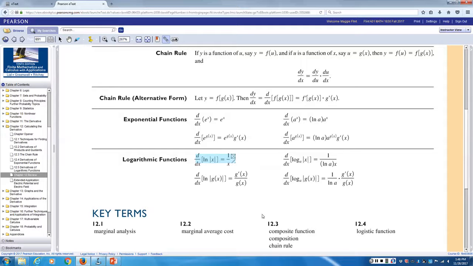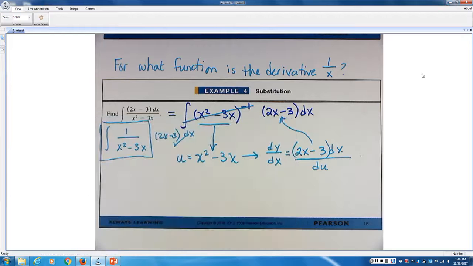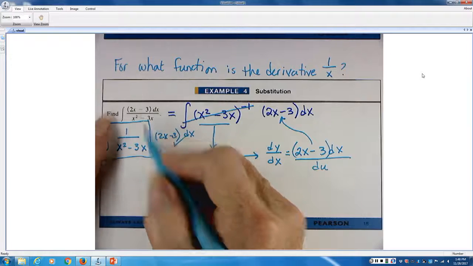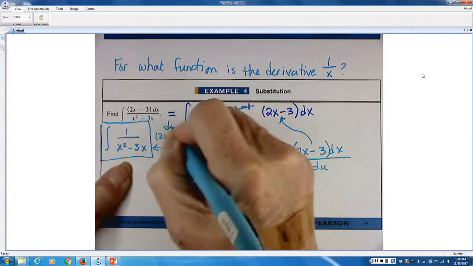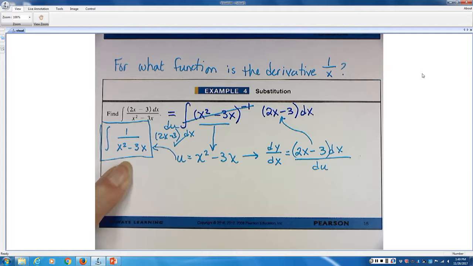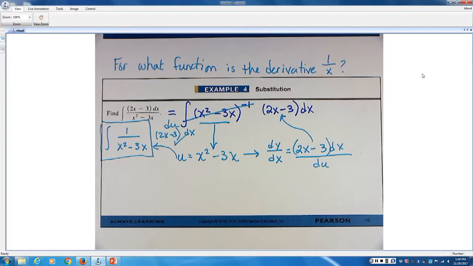Okay? So that's going to help us actually do this problem that we're working on, because we've determined that this is actually 1 over u, and here's the du. And since this is 1 over the function and we have that function's derivative, then this is going to be the natural log of that function.